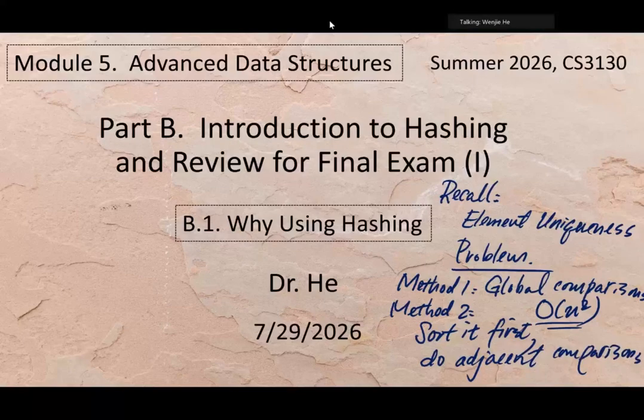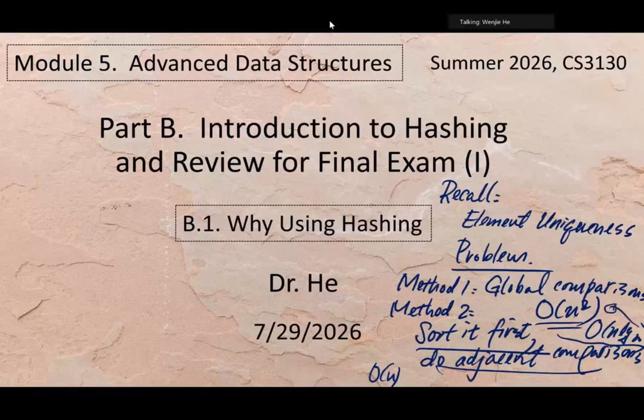Then, because of sorting, you need to use big O of n log n. Adjacent comparison, you just use big O of n. But the sorting part is dominant. So method 2 is better than method 1.